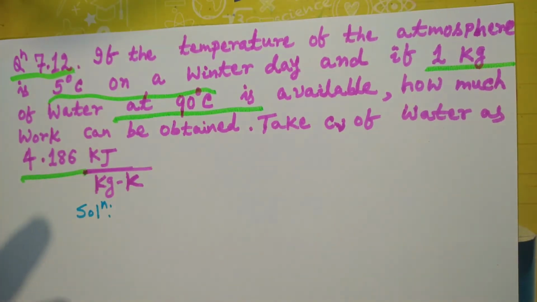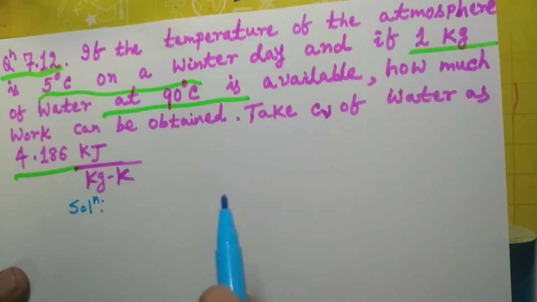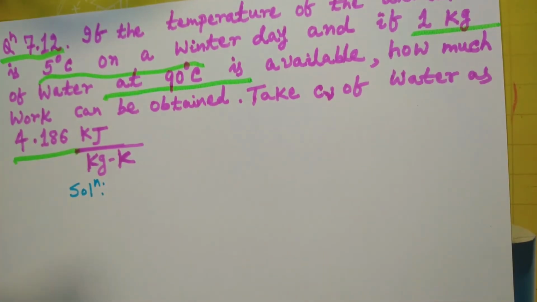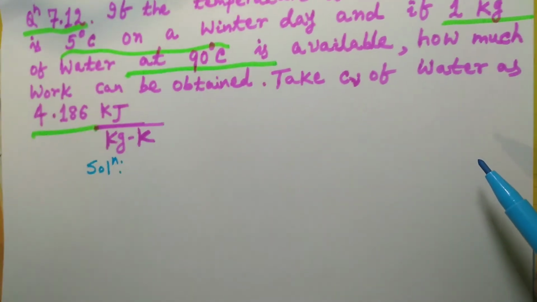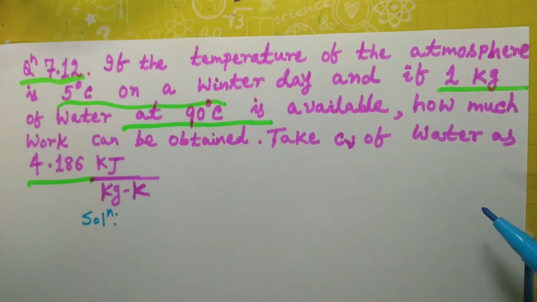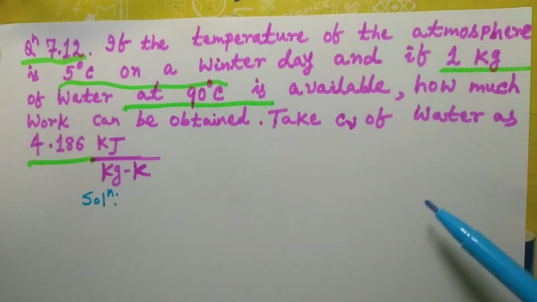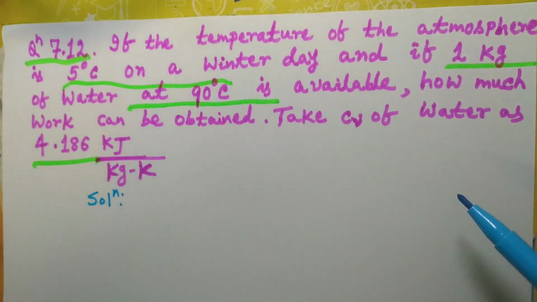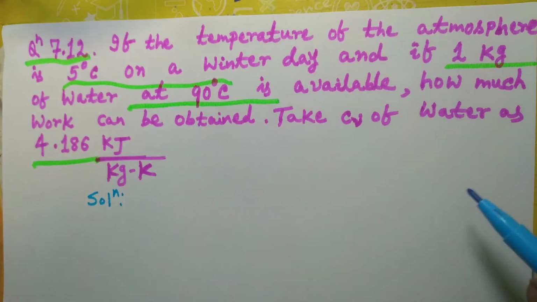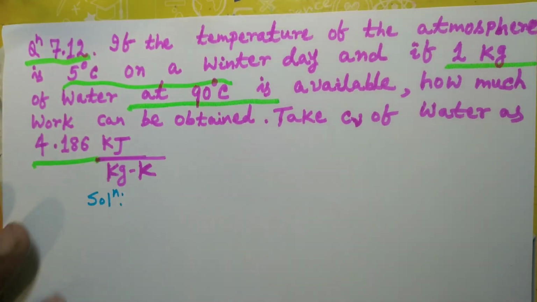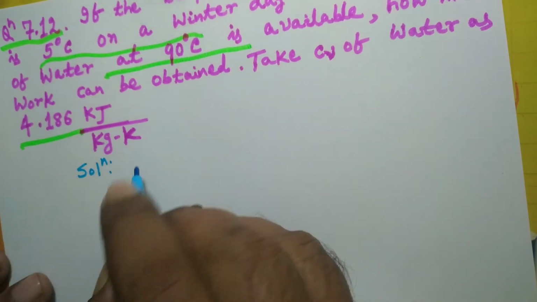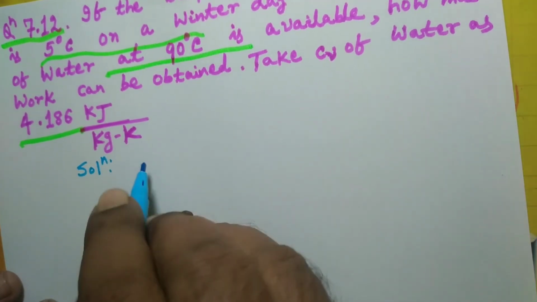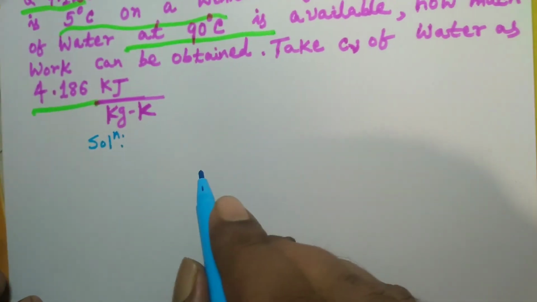You see, in 7.11 we derived the expression, and in this question we'll just put the values in that expression. The same question has been repeated here, only numerical values have been given. The expression we just obtained in the previous question would be used here. So the maximum work obtainable here is to be found out.